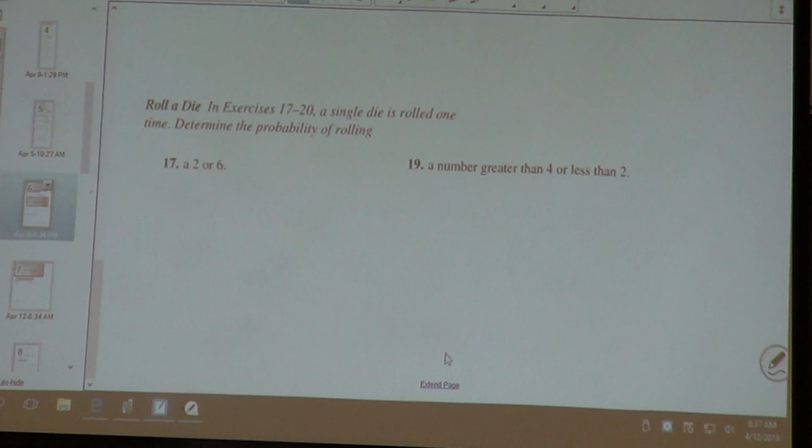A single die. Single die, remember, is 1, 2, 3, 4, 5, and 6. What's the probability of rolling a 2 or a 6? 2 out of 6.